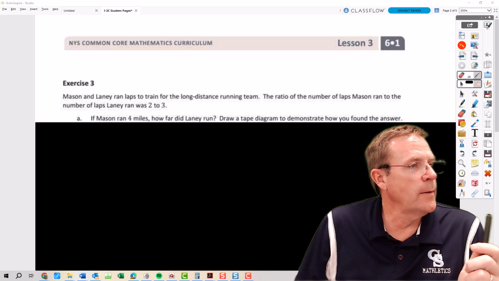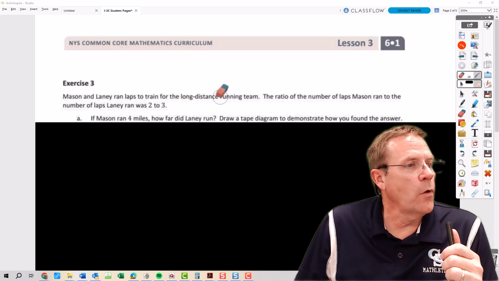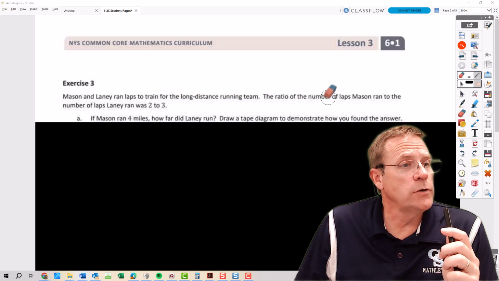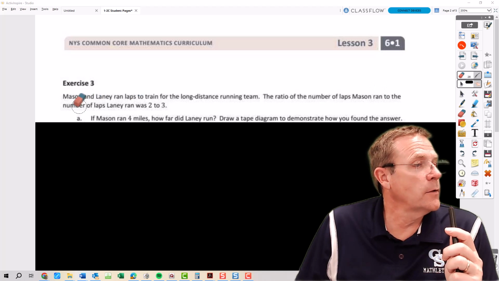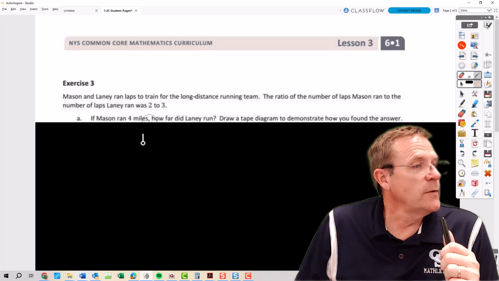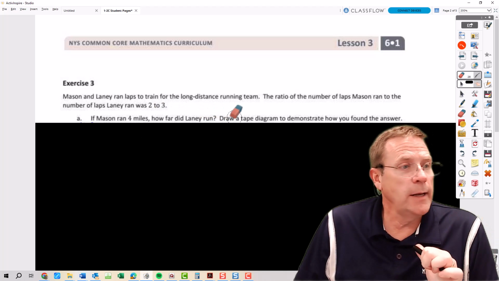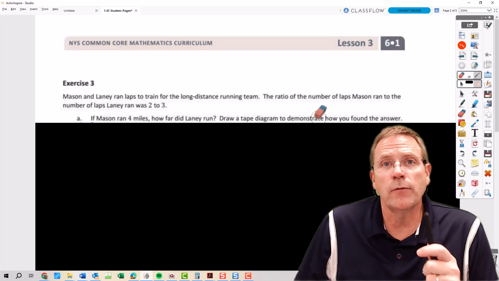This time we're looking at Mason and Laney, who ran laps to train for the long distance running team. The ratio of the number of laps Mason ran to the number of laps Laney ran is going to be 2 to 3. And it says if Mason ran 4 miles, how far did Laney run? Draw a tape diagram to demonstrate how you found your answer.